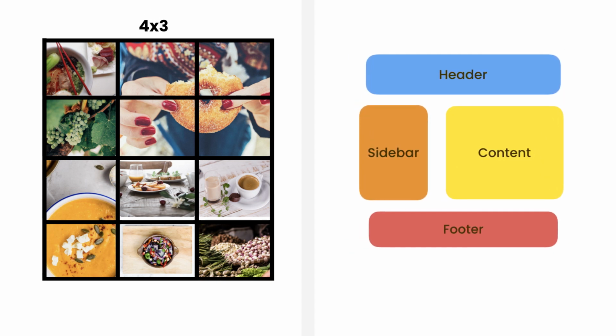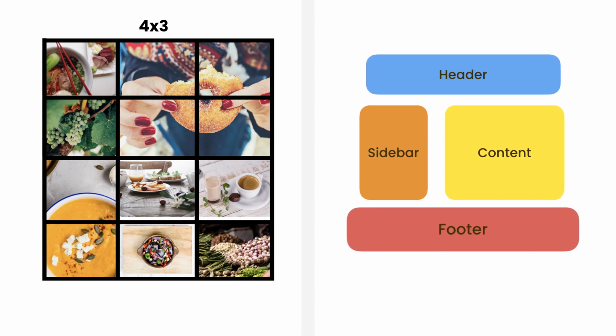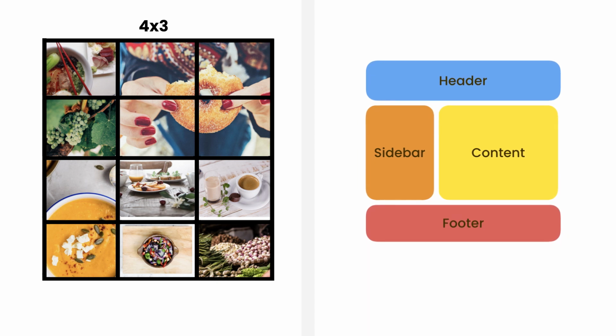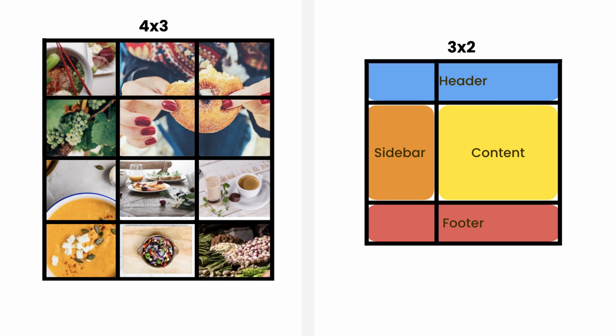Here's another example. A typical layout for most websites. We have a header on the top, a sidebar on the left, the content area, and the footer. We can use a grid to lay out these building blocks. Now, can you tell me the dimension of this grid? How many rows and columns should we have for this layout? 3 rows and 2 columns.